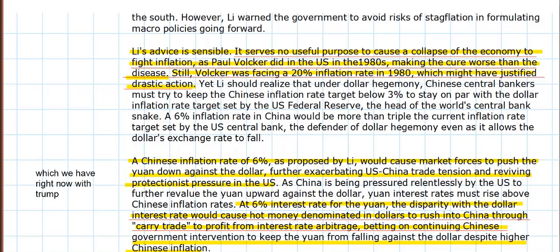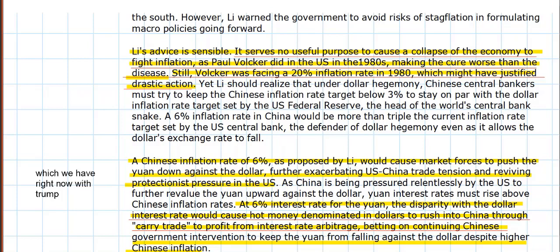Still, Volcker was facing a 20% inflation rate in 1980, which might have justified drastic action. That's true. Once you went off the gold standard, in the fiat currency, inflation actually ran wild, and all those dollars started coming back. If anybody remembers, in the late 70s and early 80s, the Fed rate was damn near 18%, and interest rates were actually running at 21%. And it did crush the economy. But that is a different story.